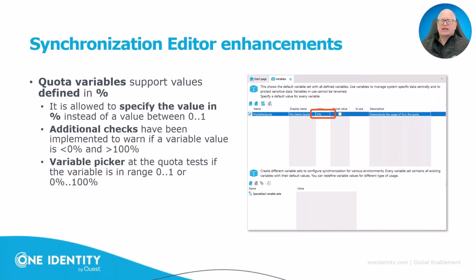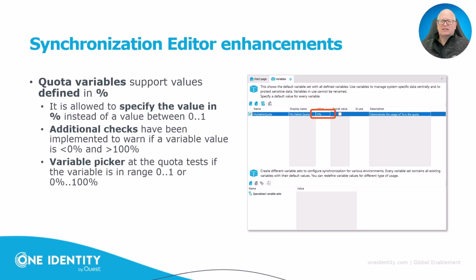Another synchronization editor enhancement, of course, is the new way you can configure quota variables. In the past, quota variables were just used as percentages, but referenced, I like to say, in a data frame from 0 to 1. So 0.15 was 15%. It's a little bit like in spreadsheets, for example Microsoft Excel, where the data behind the display is, of course, something between 0 and 1.